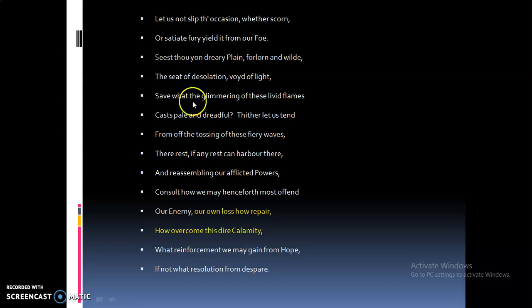In the description, if you see, hell is described as a seat of desolation and void of light. So Satan says hell looks like a gloomy plain, abandoned and wild. It's the very home of misery and ruin, with no light except a dim light, and that is also cast by the dim flames. So Satan says there is no rest for them in this restless lake, and the only rest they can have is after defeating God.